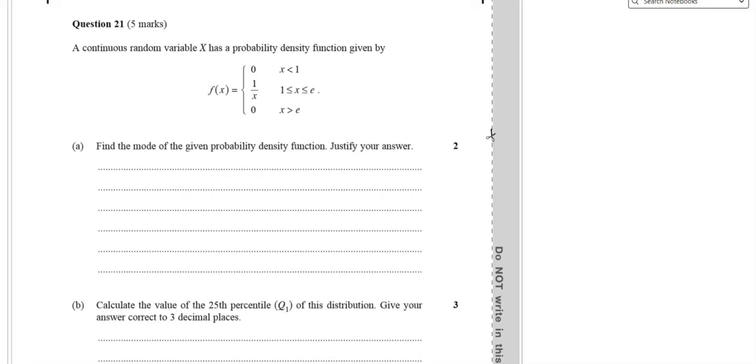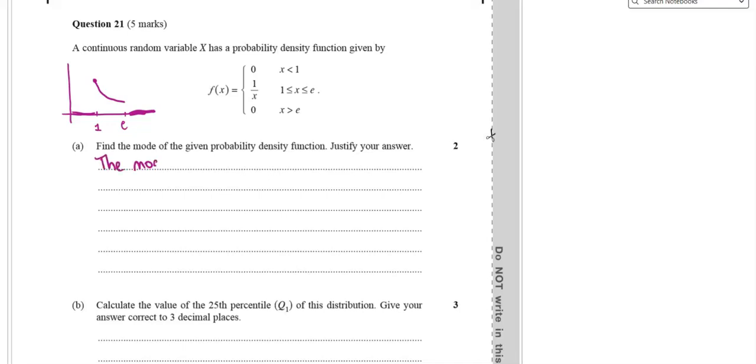Okay, so let's visualise what this function looks like. We know that it's 0 for x less than 1. So if that's 1, all of that is 0. We know that once it gets to 1, 1 over 1 is 1. And then it's a hyperbola, so it's dropping down all the way up to e, and it is 0 beyond there. So when they ask us to find the mode, we need to explain what the mode is.